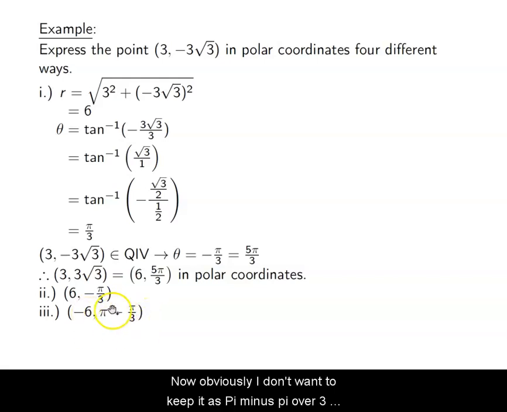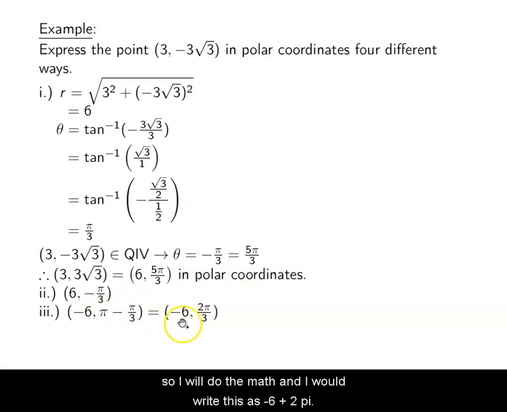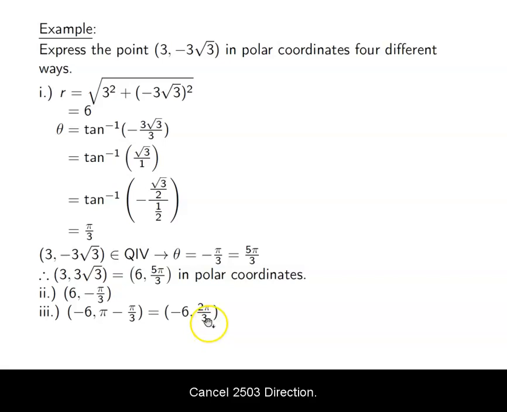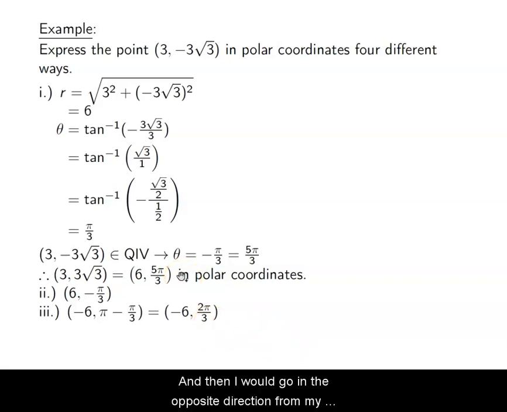Okay. Now, obviously, I don't want to keep it as pi minus pi over 3, so I would do the math, and I would write this as negative 6 and 2 pi over 3. Okay, so I would go in the 2 pi over 3 direction, and then I would go in the opposite direction from my radius to bring me to 5 pi over 3. Right.